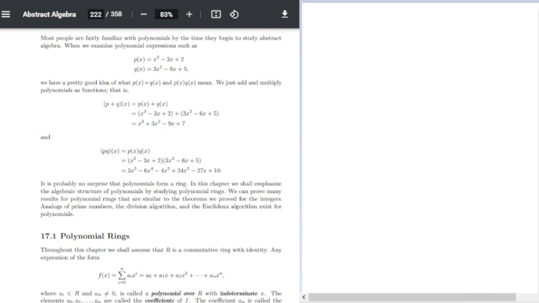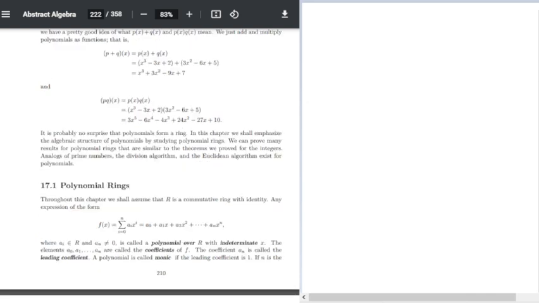And (pq)(x) is equal to p(x)q(x) is equal to x cubed minus 3x plus 2 times 3x squared minus 6x plus 5 is equal to 3x to the 5 minus 6x to the 4 minus 4x cubed plus 24x squared minus 27x plus 10. It is probably no surprise that polynomials form a ring. In this chapter, we shall emphasize the algebraic structure of polynomials by studying polynomial rings. We can prove many results for polynomial rings that are similar to the theorems we proved for integers. Analogues of prime numbers, the division algorithm, and the Euclidean algorithm all exist for polynomials.